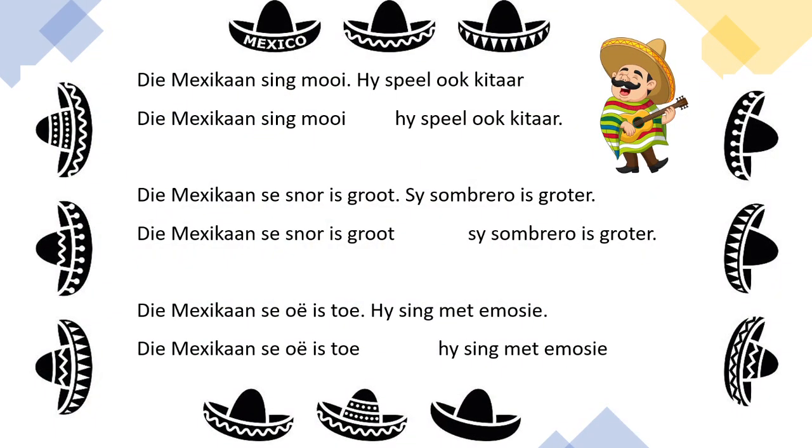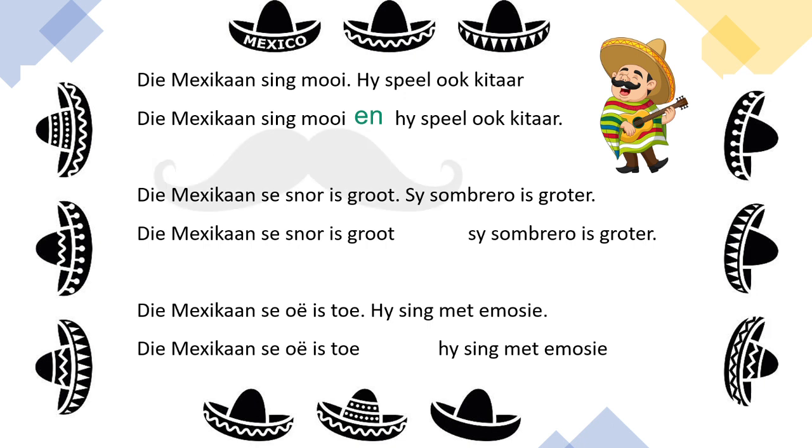Die Mexikaan sing mooi, hy speel ook gitaar. Now to join them together, always write the first sentence the same as it was, Die Mexicaan sing mooi. Now you put in whichever conjunction. In this case we'll use en. En goes in the middle. Hy speel ook gitaar. The rest of the sentence. So all we're doing, put the conjunction in the middle.